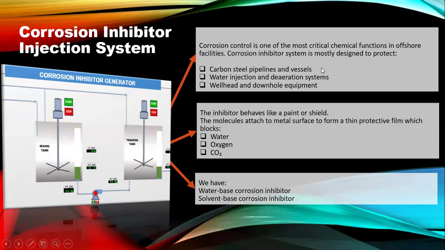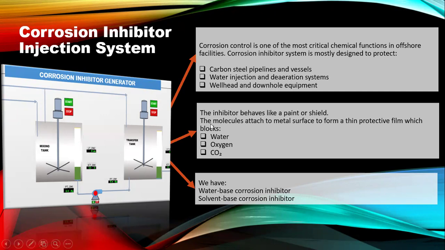The corrosion inhibitor is one of the most critical chemical functions in an offshore facility. The corrosion inhibitor system is mostly designed to protect your pipes, like your carbon steel pipes, and your vessels. It also protects some of your vessels, like your deaerator, your injection water system, and your wellhead, especially at your wellhead, because at that region we have high pressure, right? I know we have different forms of corrosion, especially erosion corrosion, where due to the high flow rate, it tends to wear out the internals of the pipe. So we need something to prevent that. And then also at the downhole equipment.